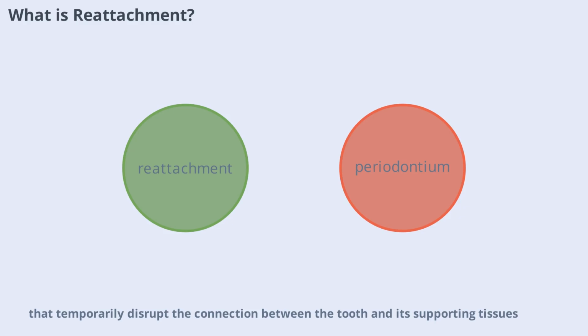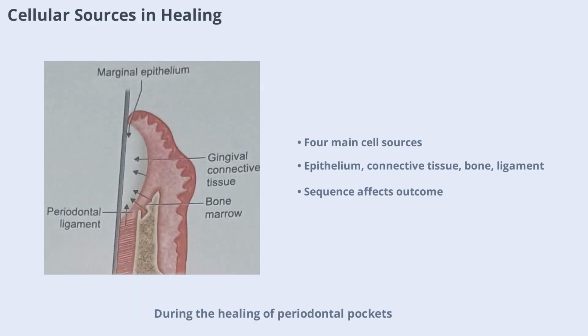and its supporting tissues. During the healing of periodontal pockets, several types of cells invade the area to initiate repair or regeneration. These cells come from four main sources: the epithelium, gingival connective tissue, bone, and the periodontal ligament. Each cell type plays a unique role in the healing process, and the sequence in which they arrive can significantly influence the final outcome. Understanding these cellular dynamics is crucial for predicting and guiding healing after periodontal therapy.